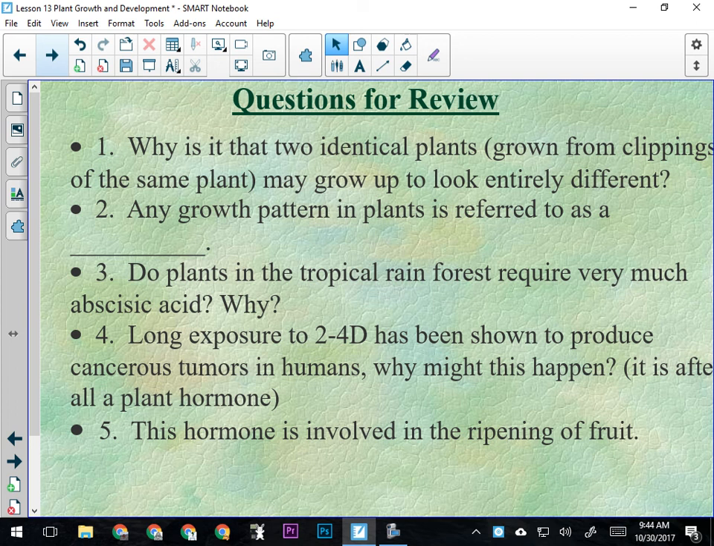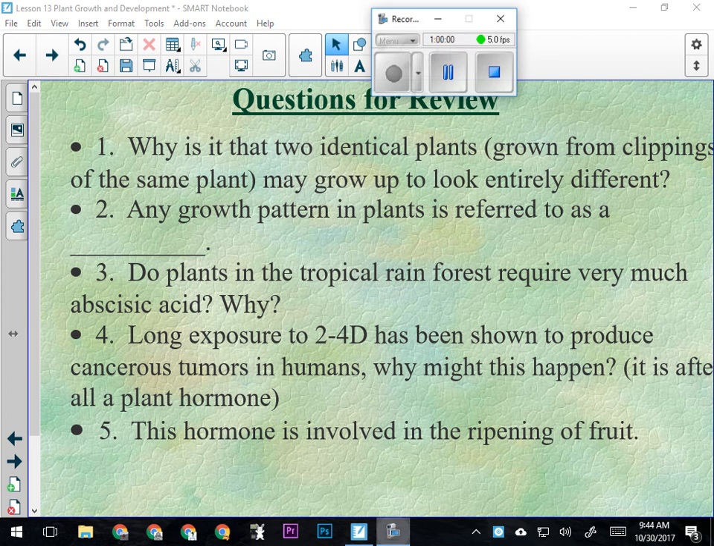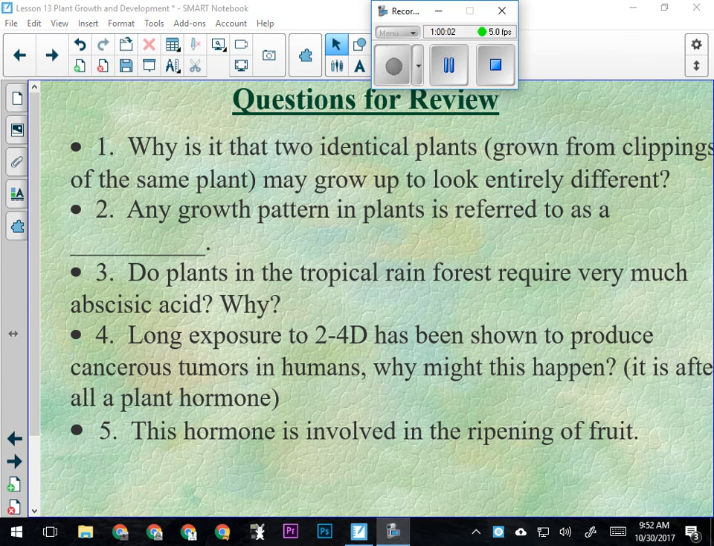Okay, I want you guys to answer these questions here, and then we'll go through them in a couple minutes. Okay, so why is it that two identical plants grown from clippings of the same plant may grow up to look entirely different? Bernardo? Right, a plant's final shape is determined by its environment, not only its genetic code. Plants can adapt to their environment, more so than animals can. Okay, question number 2.